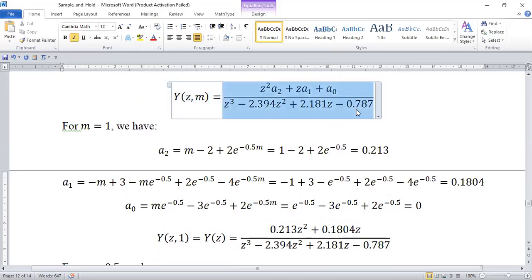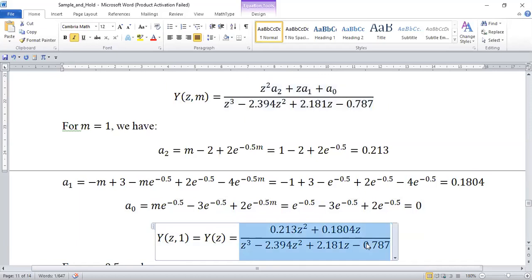So what you are simply doing is replacing A2, A1, A0 with the values you get here. So you're going to get this. Unfortunately for us, this was what we got as our Z transform of the output. So we know we are correct.